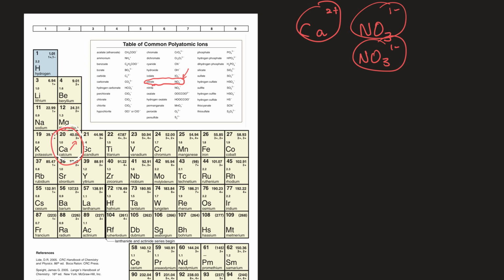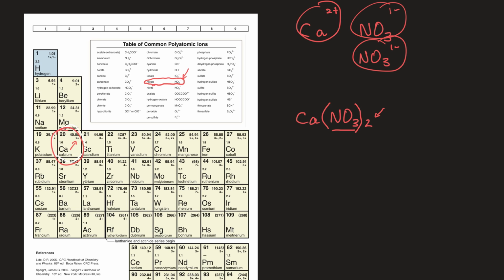So to write my formula for that, I'll go calcium and then nitrate. So nitrate NO3, but then I need 2 nitrates. So I can't just put a 2 here because then that looks like I have 32 oxygens. So we use brackets to separate a complex ion with how many of those complex ions you have.